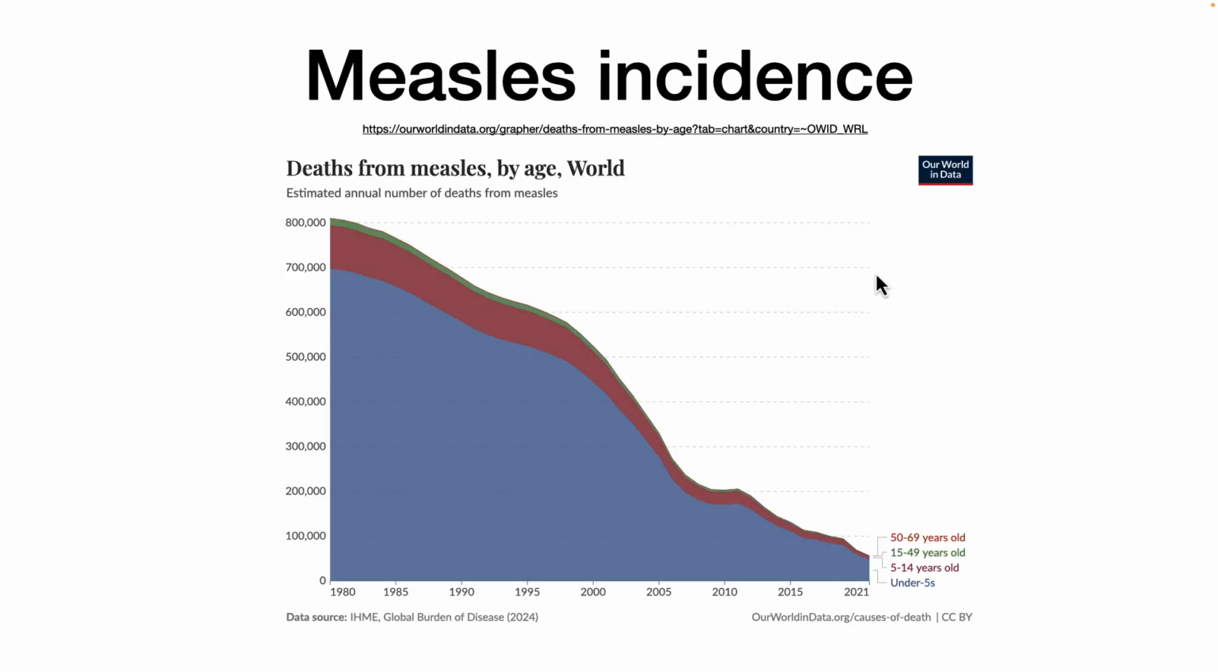We've made a lot of progress towards getting rid of measles. As you can see, the number of deaths from measles from 1980, which was 800,000, has massively decreased over the years. And in 2021, we reached a new low. Despite setbacks, we're approaching elimination of this illness, and hopefully we can get there.